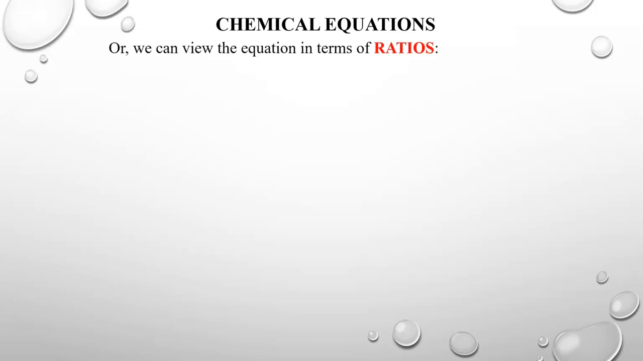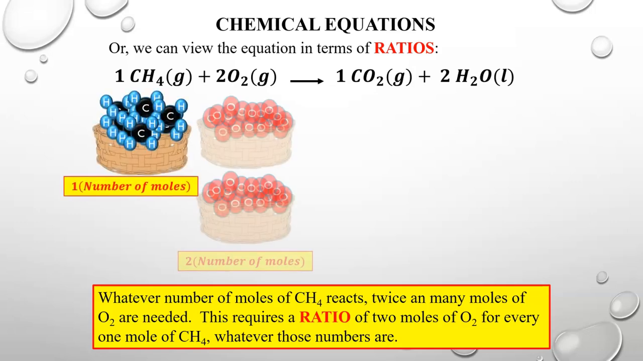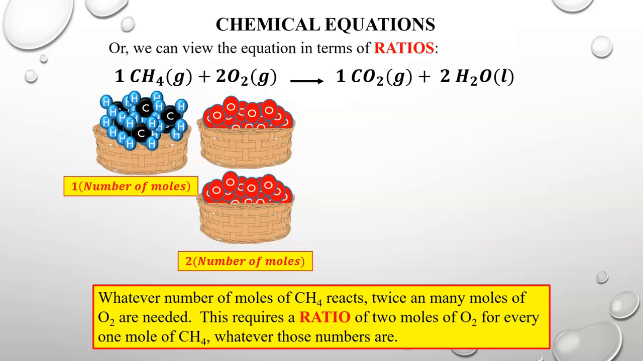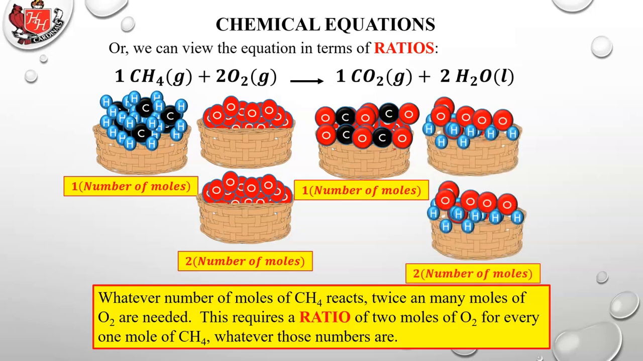So the real way we want to think of this is as ratios. So we can view this in terms of ratios. Whatever number of moles of CH4 reacts, twice as many moles of O2 react. This requires a ratio of 2 moles of O2 for every 1 mole of CH4, whatever those numbers are, and they'll produce the same number of moles of CO2 as CH4, because the coefficients in front of them are both 1. And the same number of moles of H2O as O2, because the coefficients in front of those are 2.